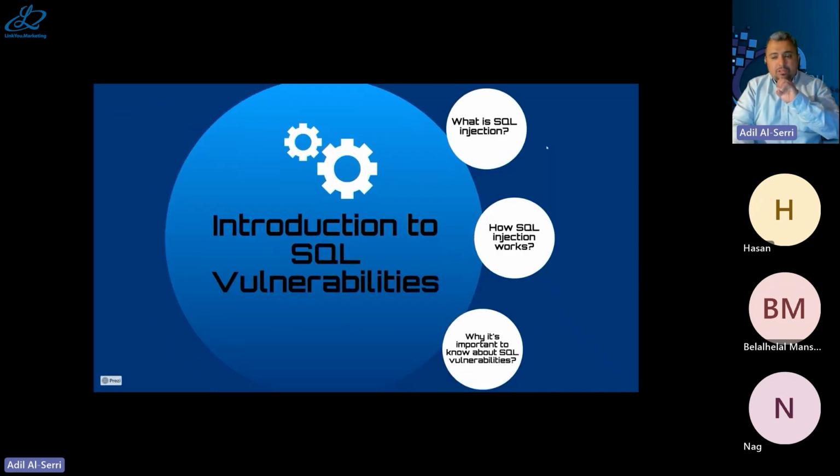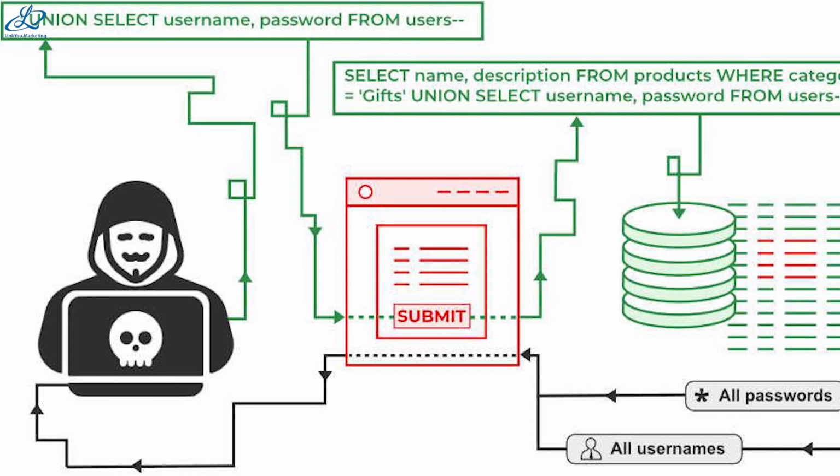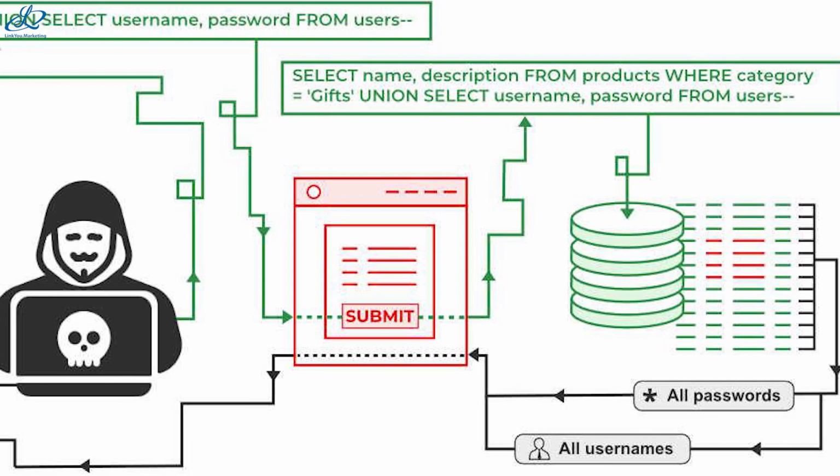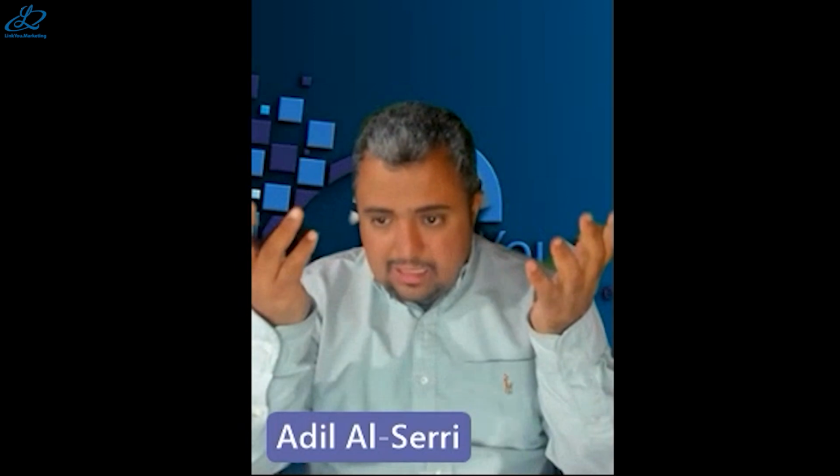Now, how does this SQL injection work? SQL injection attacks are carried out by taking advantage of poor coding practices. What I mean by poor coding practices is that some website developers or builders are not well educated in terms of security, so they don't secure their databases, which allows the database to execute the injected SQL code. That's what leads to it: poor coding practices.